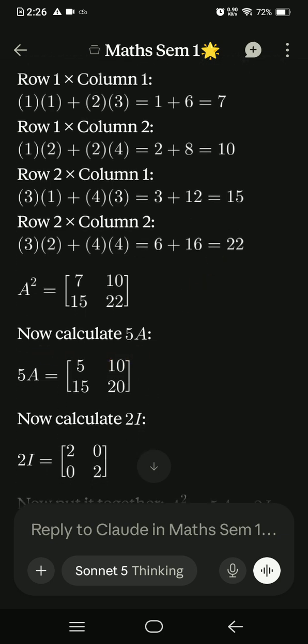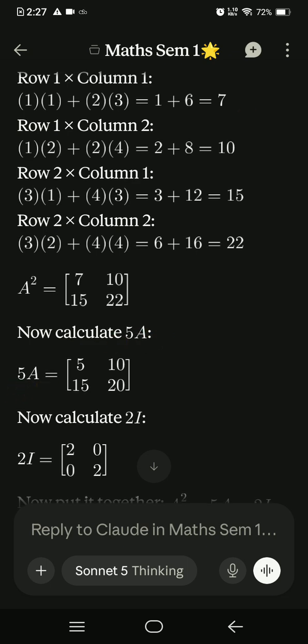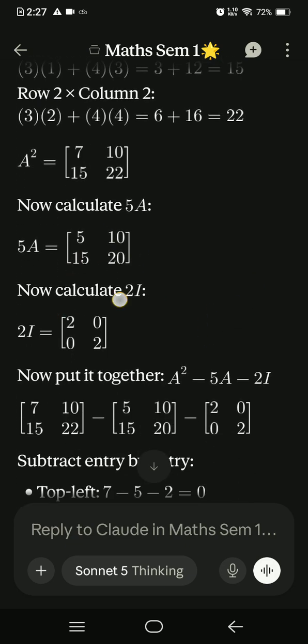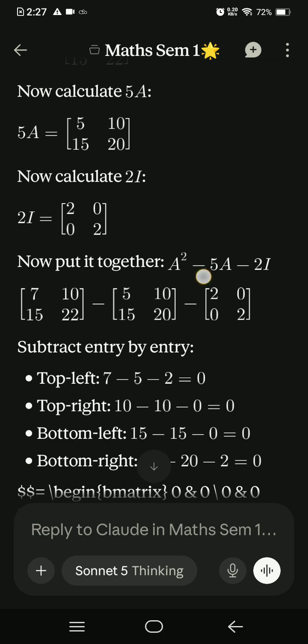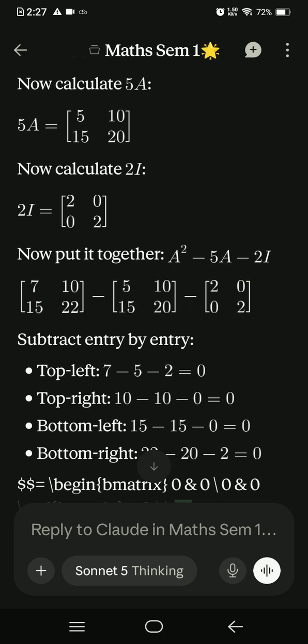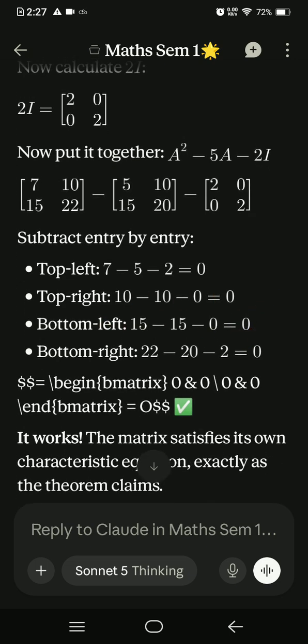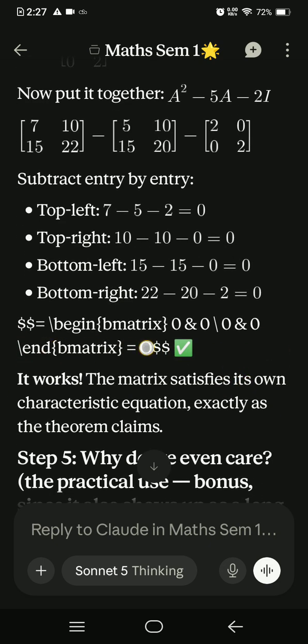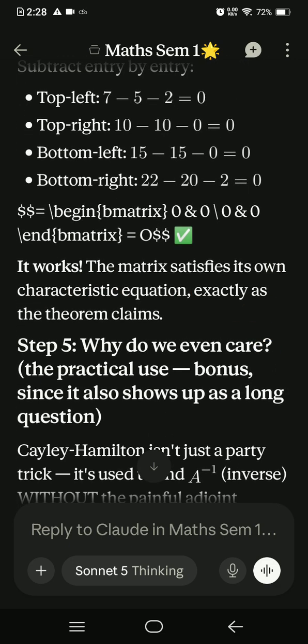Okay, so now calculate. Now calculate 5A, simply multiply 5 with all the elements. Now calculate 2I, 2 multiplied with the identity matrix. Now put it together. This is simple, 7 minus 5 minus 2, 0. You can see the calculation. It is simple, so it comes out to be the zero matrix. The matrix satisfies its own characteristic equation exactly as the theorem claims.